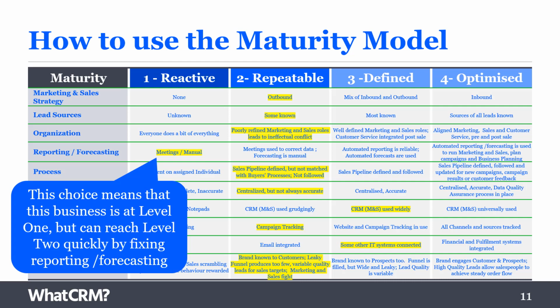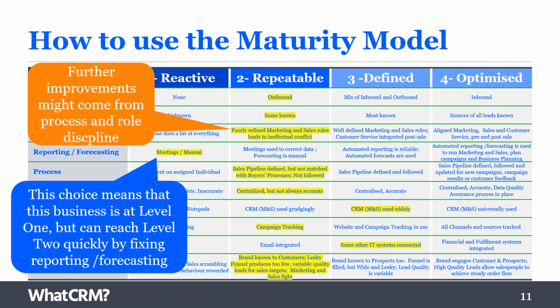If we fix reporting and forecasting, then we can look like a repeatable business very quickly. And of course, while the technology is being used a bit better, as you can see at the bottom towards the right, we've got some level 3s. We might want to make further improvements in organizational roles or business process, getting the sales pipeline discipline better, organizing our data a bit more. So that's how it suggests where the improvements might come from.